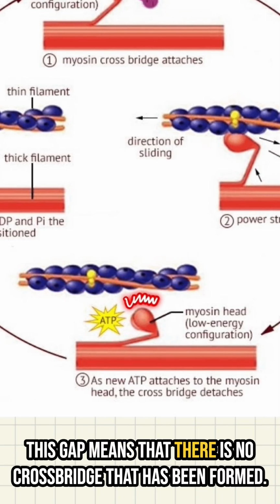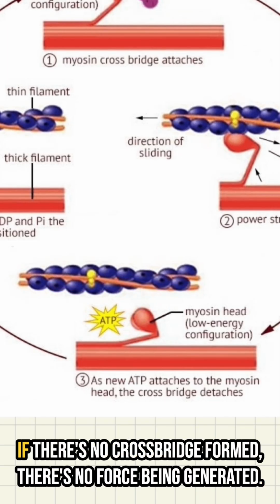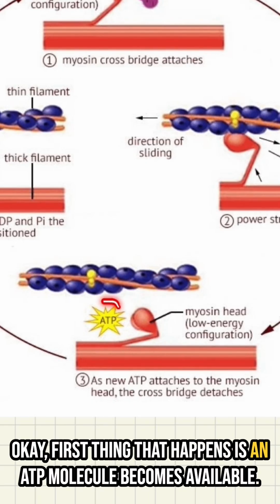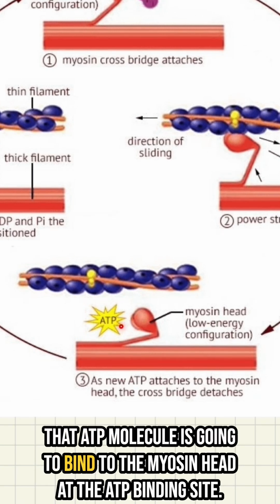This gap means that there is no cross bridge that has been formed. If there's no cross bridge formed, there's no force being generated. Okay, first thing that happens is an ATP molecule becomes available. That ATP molecule is going to bind to the myosin head at the ATP binding site.